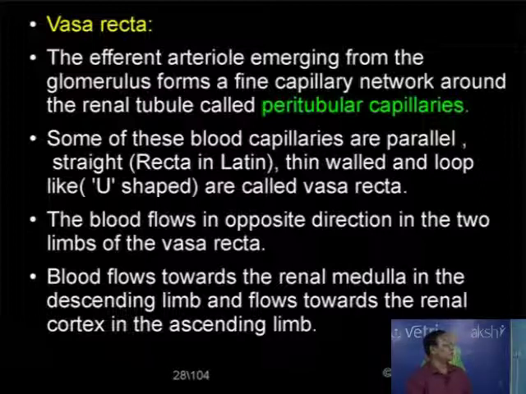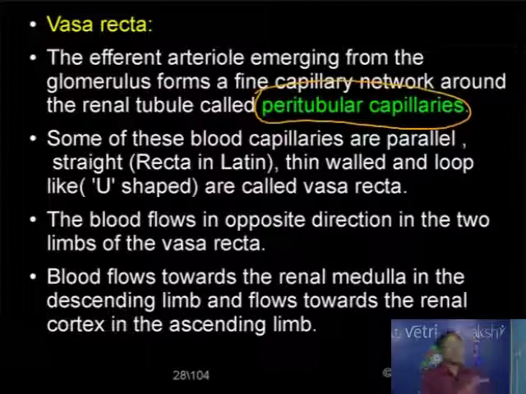These are together called peritubular capillaries, as they surround the remaining part of the tubule. They form a network around the remaining part of the tubule. Some of these peritubular capillaries are loop-like, straight and parallel to the nephron. Those capillaries which are parallel and straight are given the name recta, from the Latin meaning thin wall and loop-like. They are called vasa recta.